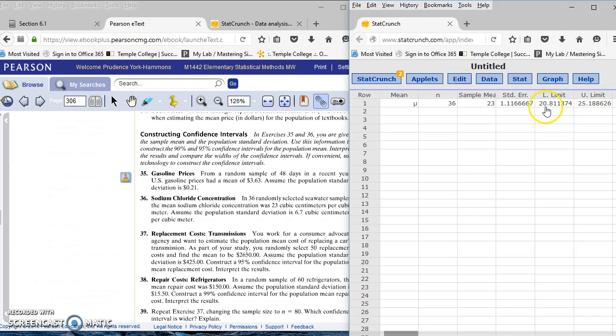And the lower limit is 20.81 and the upper limit is 25.19 if you round that to 2 decimal places. So if we compare these, let's see if I can get this to go back.